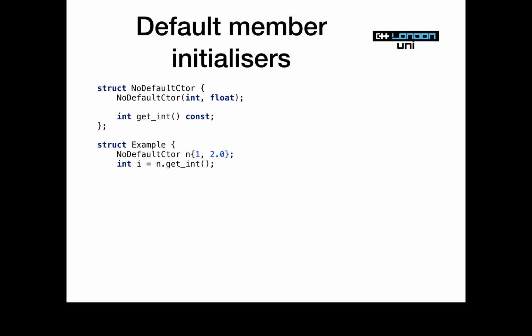Let's try again. Now we have struct example, and it's got a member of type no default constructor named n, and now we're initializing it. We're giving it a default initializer that calls the constructor that takes an int and a float. My rapid edit was because I put round brackets in there before, which would have declared a member function. Because this is an int, we can use the equal syntax, and we can give it a default member initializer that calls n.getInt.